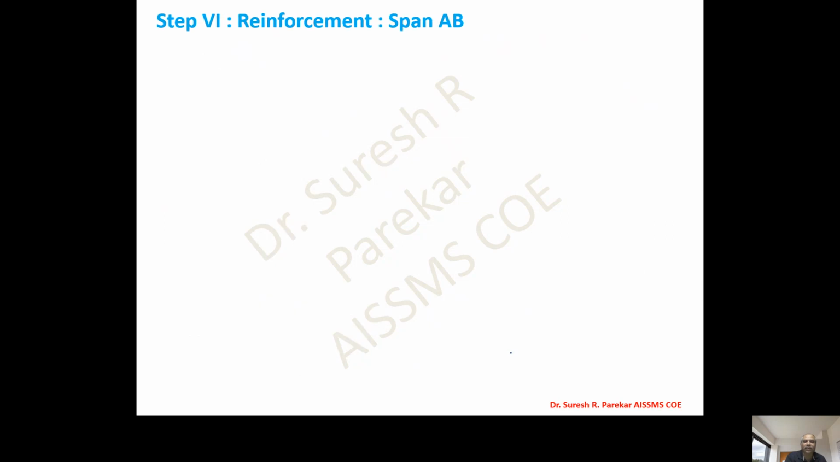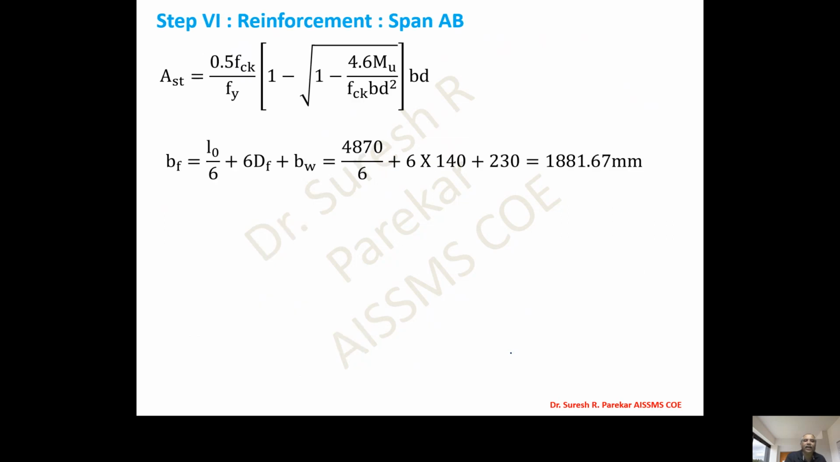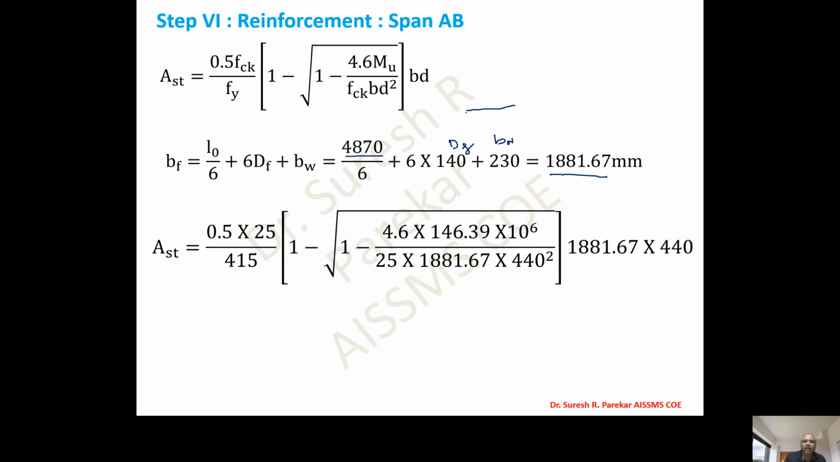And then we can have this reinforcement for span AB. We will have BF equals L0 by 6 plus 6DF plus BW. Now L0 by 6, L0 we have 4870. So we have to find out this value, that is the distance between 0 bending moments, and then plus 6 into this is DF, and this is BW, and that will give me 1881.67 millimeters. And then substituting this, we will get the value of AST for span AB 939.66.